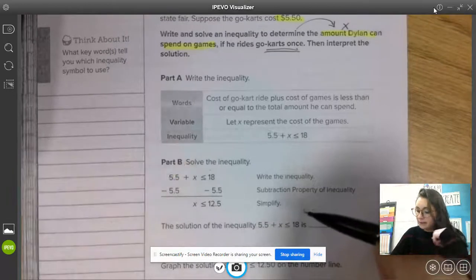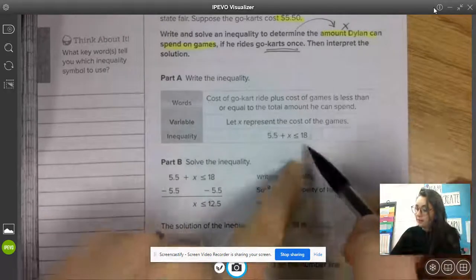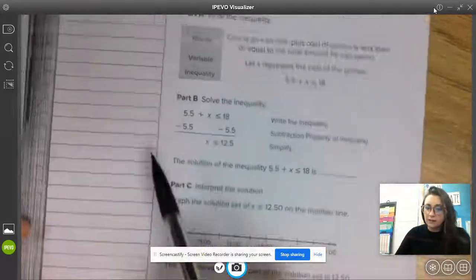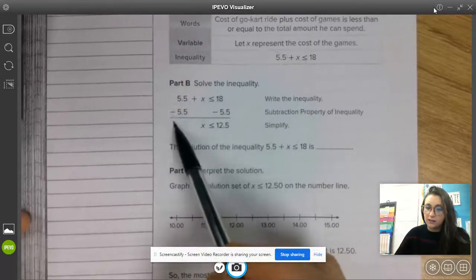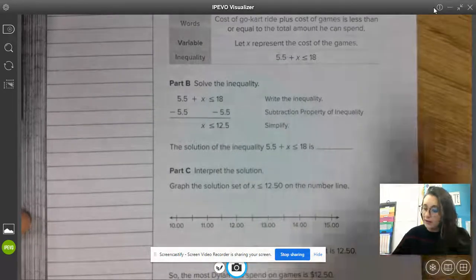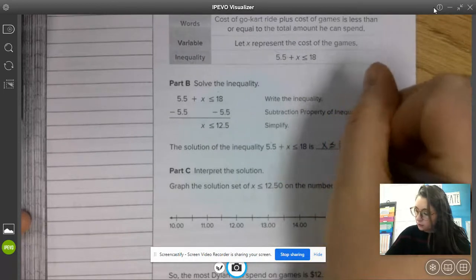Now, the way I pick my symbol, he cannot spend more than the $18 he has. So that's where the less than or equal to symbol comes in. And then they're going to solve it for us. They undo that subtraction. They get 12.5. So the solution is X is less than or equal to 12.5.